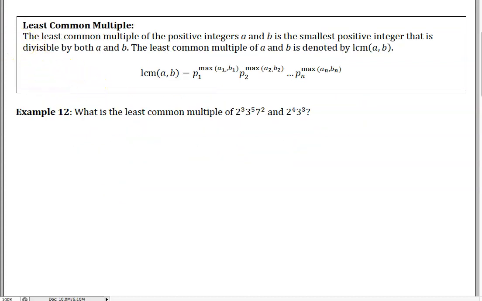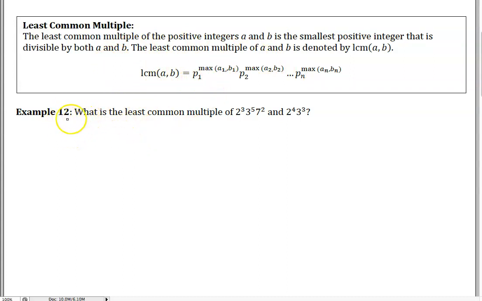We can find the lowest common multiple of two integers in a similar way. The lowest common multiple is the smallest positive number that is divisible by both A and B. And the lowest common multiple is all the prime numbers in the prime factorization of A and B taken to the maximum of the exponent.